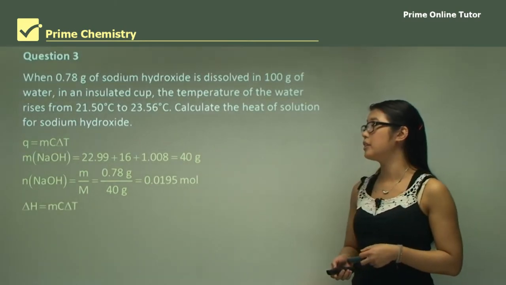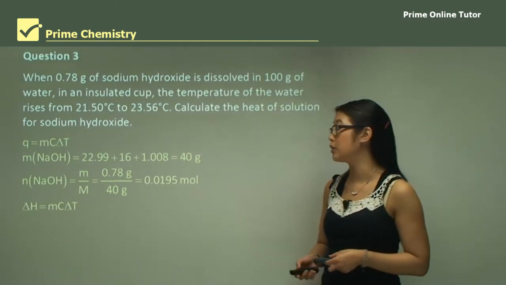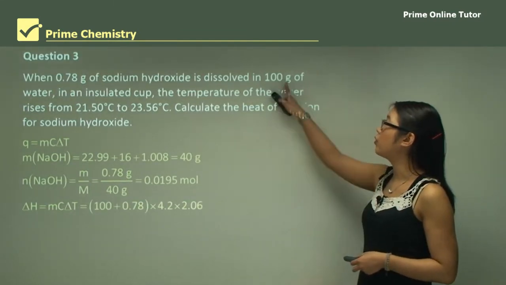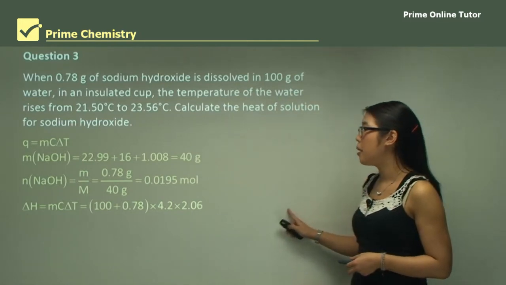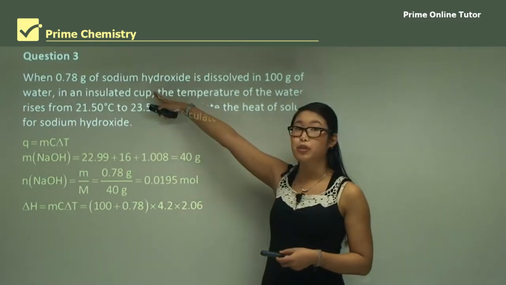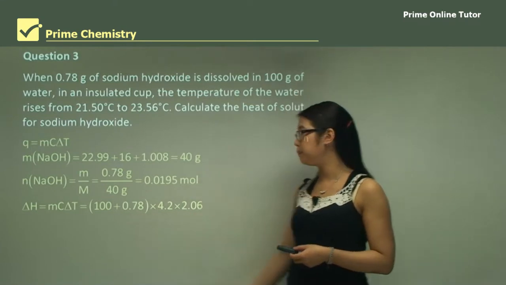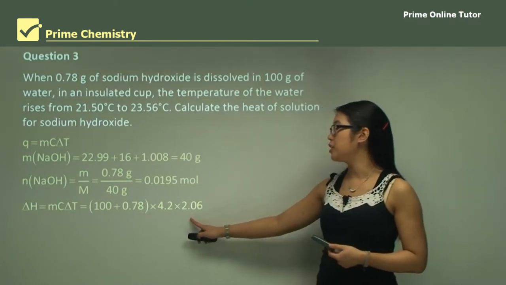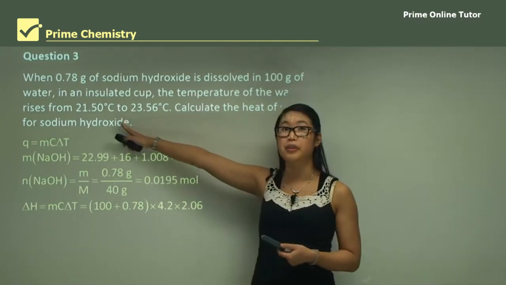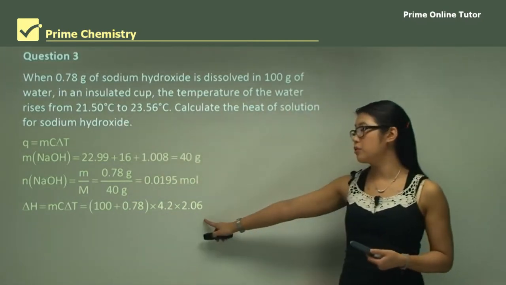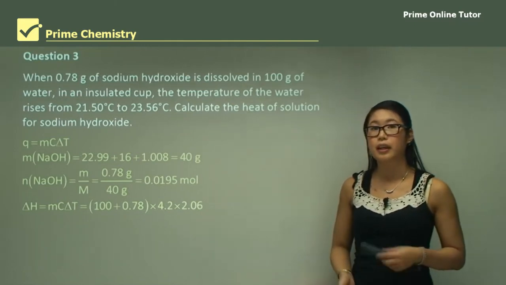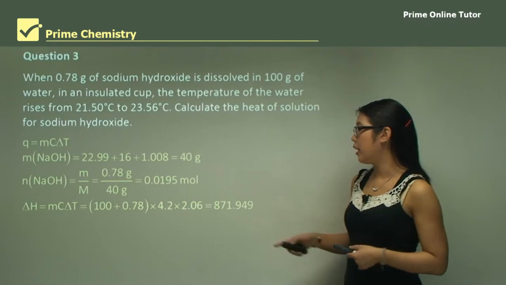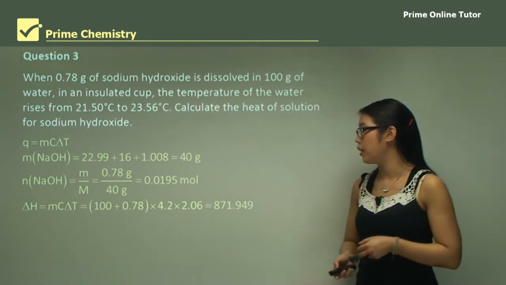So we use the equation ΔH equals mcΔT. We know that the mass was 100 grams of water in an insulated cup, plus the amount we added of sodium hydroxide, which is 0.78, times the heat capacity of water, 4.2, times the change in temperature, which is 23.56 minus 21.5, giving us 2.06 degrees as the change in temperature. When we calculate that, we get 871.949.